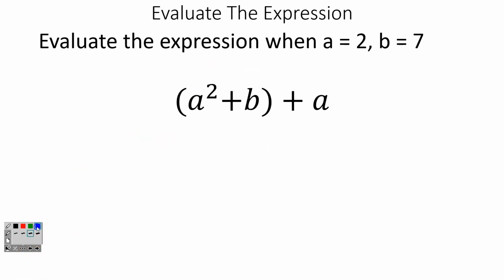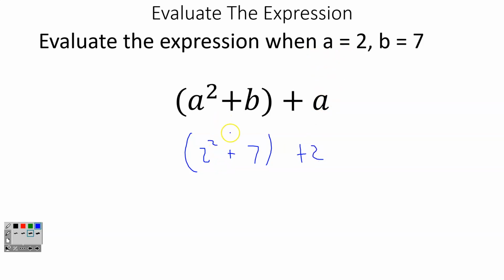So in this case where you have two variables, you have an a and a b, that's okay because we're just going to substitute these numbers in. So right now it says a squared plus b plus a. Well, up here it says a equals 2. So put my parentheses. Instead of a squared, we're going to say 2 squared. Plus b. Well, instead of saying b, we're going to say plus 7. And then plus a. Instead of saying plus a, we're going to say plus 2.